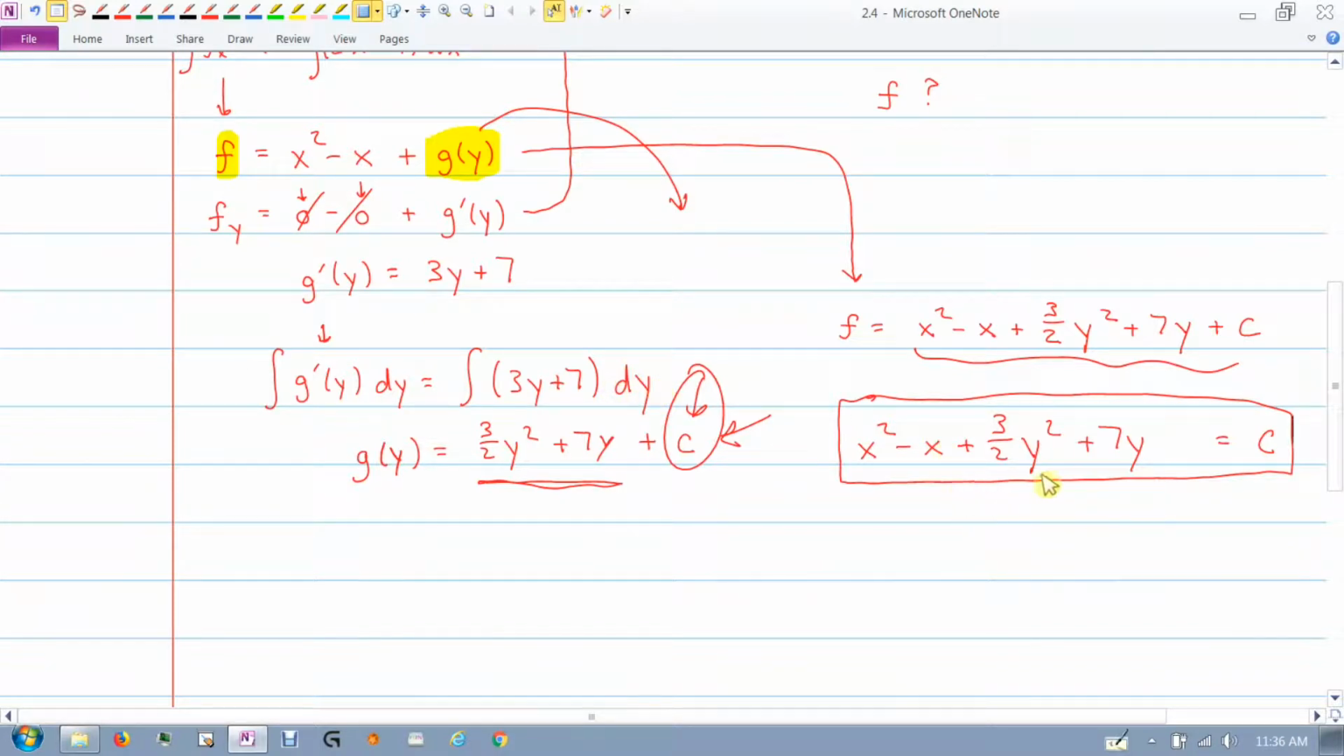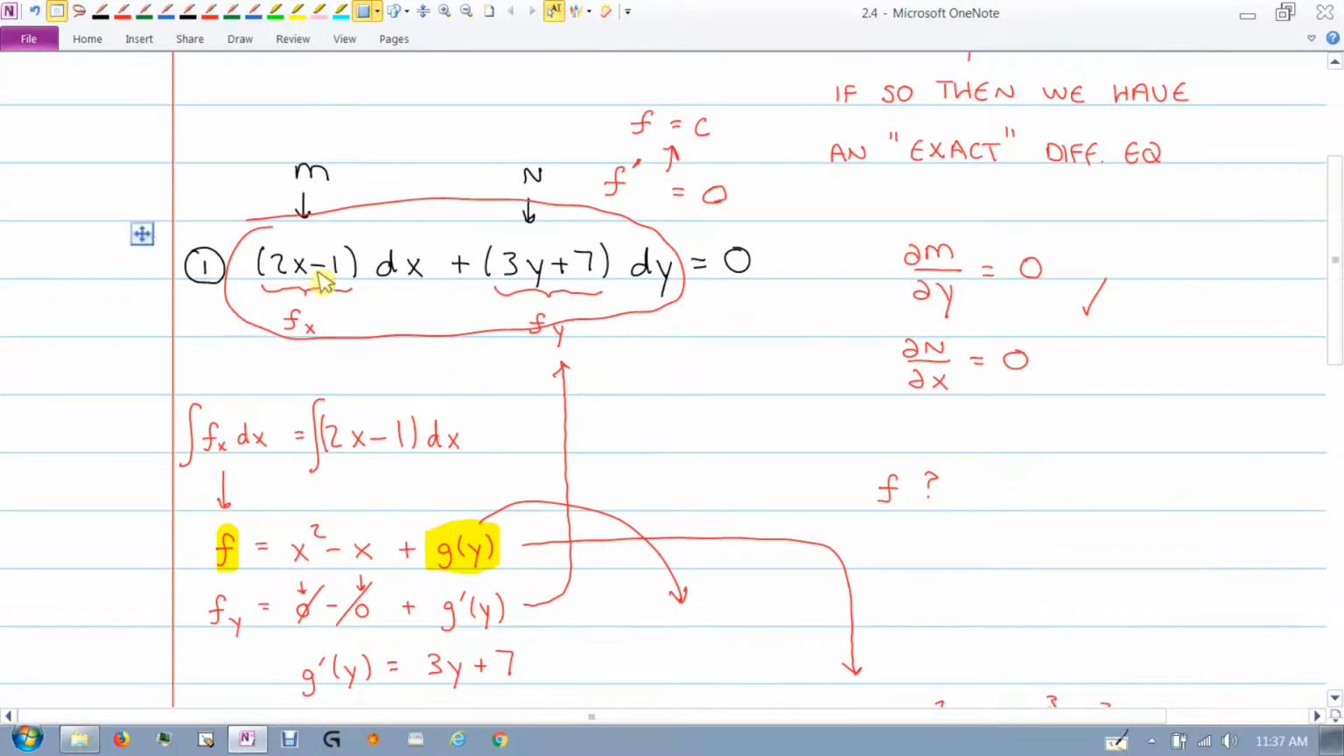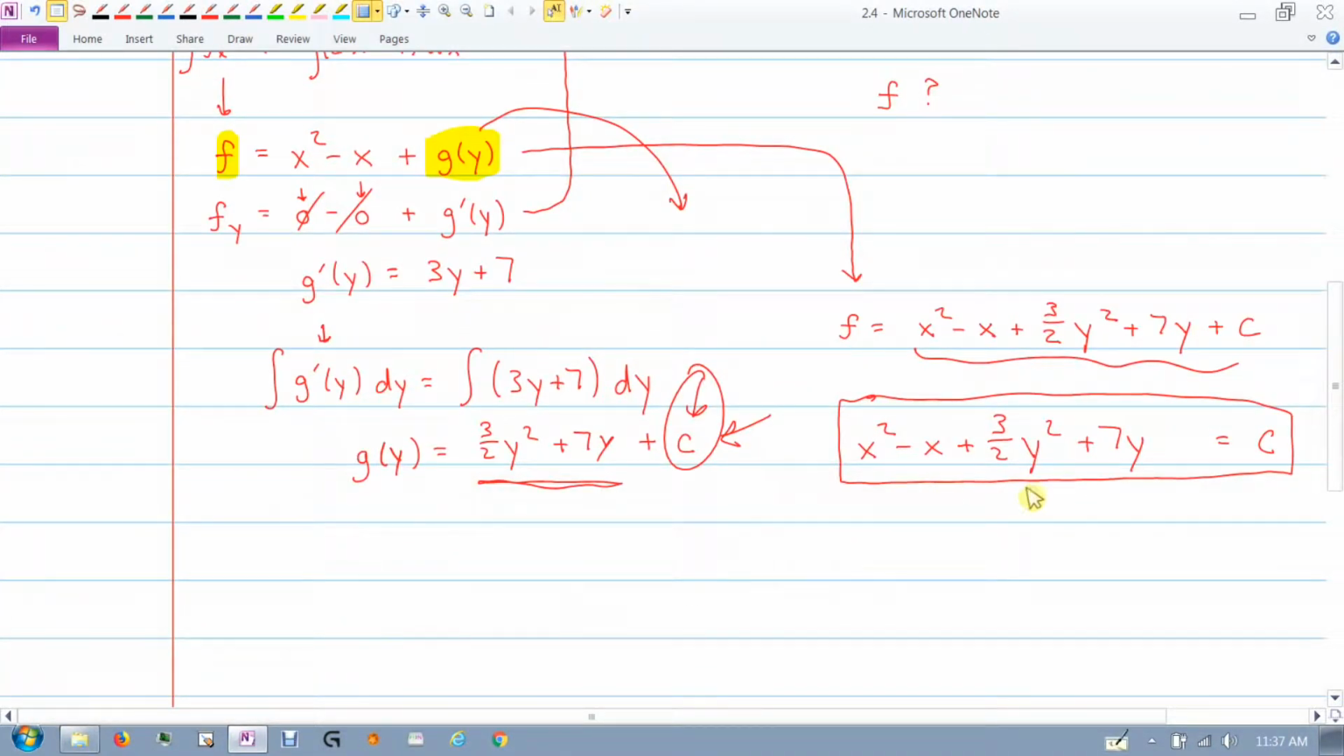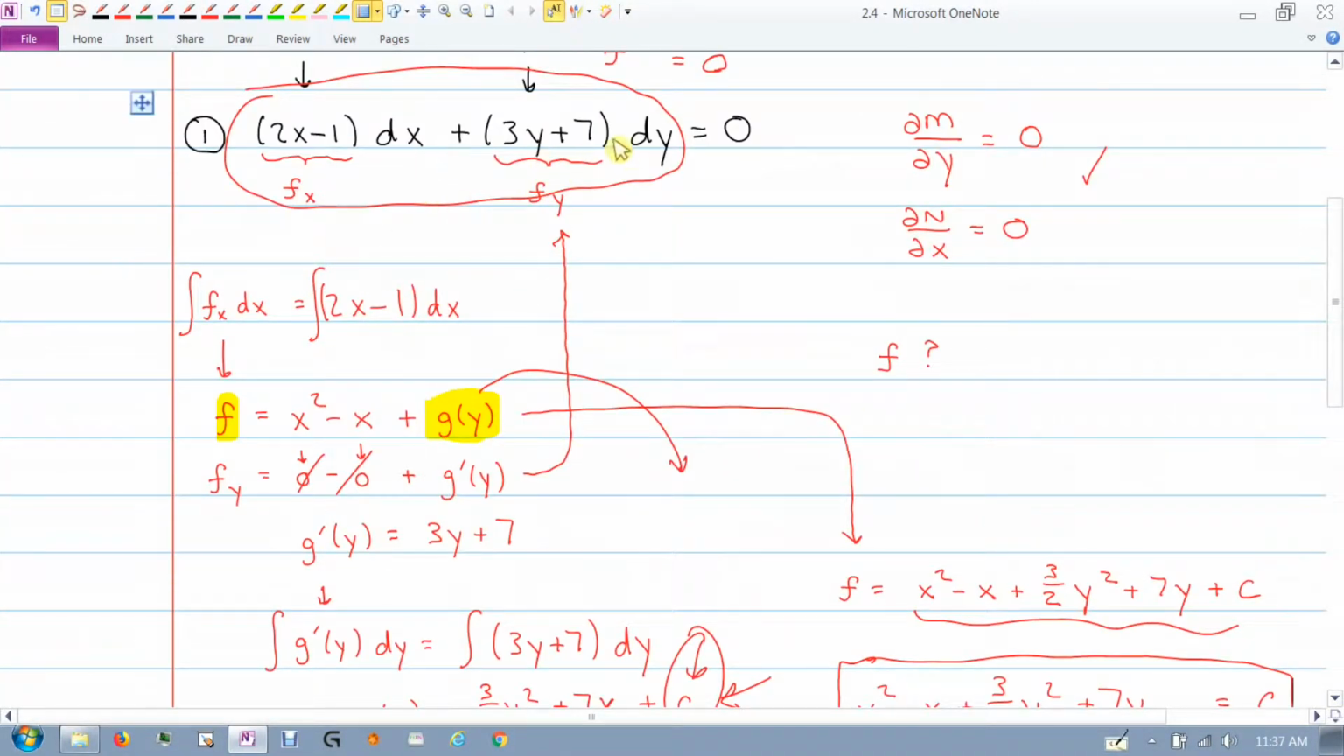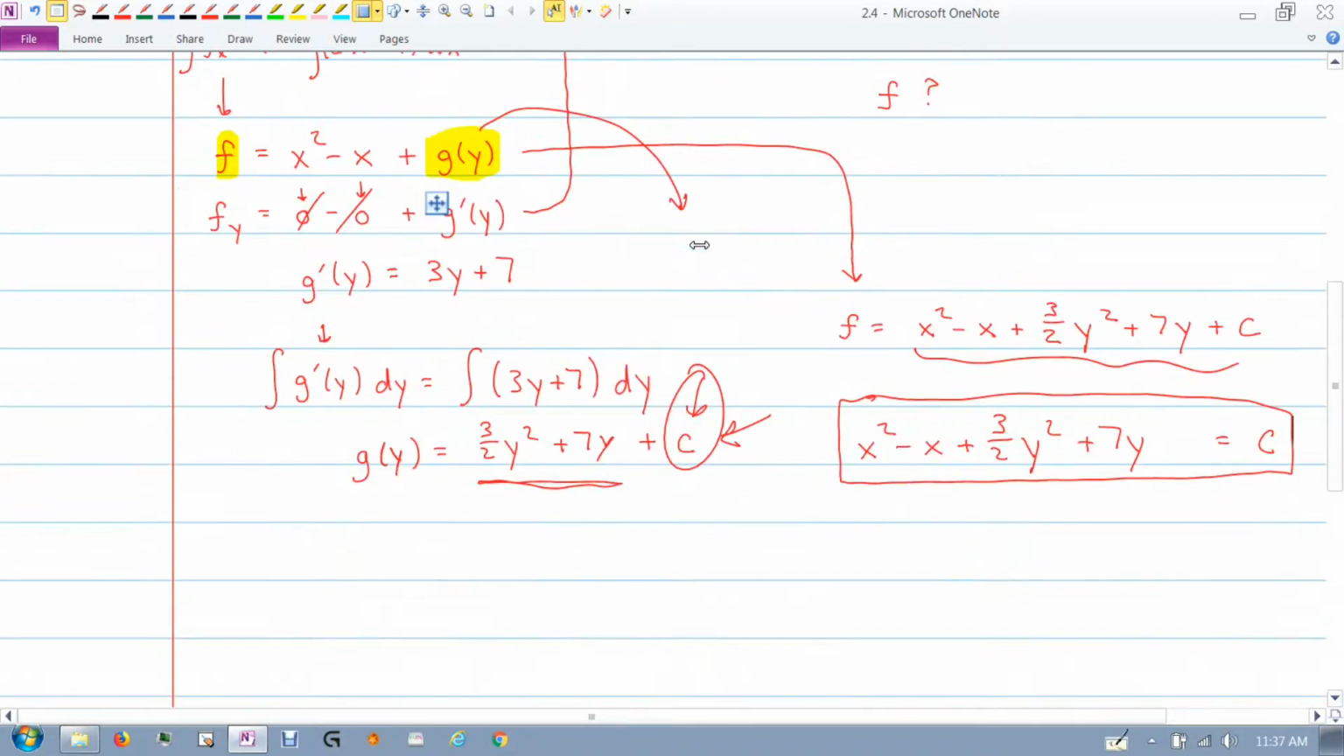Which just means, right, if you took 2x minus 1, you figured out what dx was, so the derivative of this with respect to x, plugged it in here, and then the derivative of this with respect to y, plugged it in here, you should get 0.